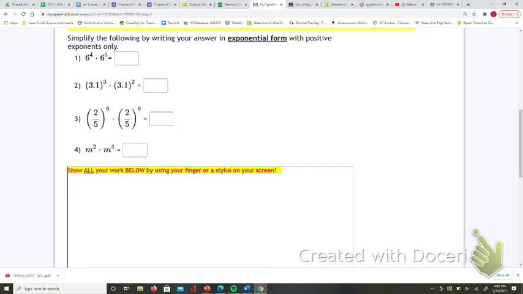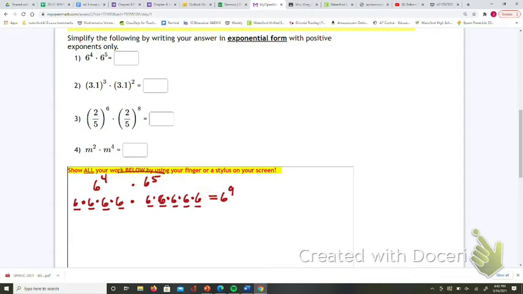So we're on number 1 right here, 6 to the 4th times 6 to the 5th. So in the work area, we're going to write 6 to the 4th power. And remember that that's 6 times 6 times 6 times 6. And then times 6 to the 5th power, which is 6 times 6 times 6 times 6 times 6. Okay, now if we count, we have 1, 2, 3, 4, 5, 6, 7, 8, 9 6s. So that is 6 to the 9th power.